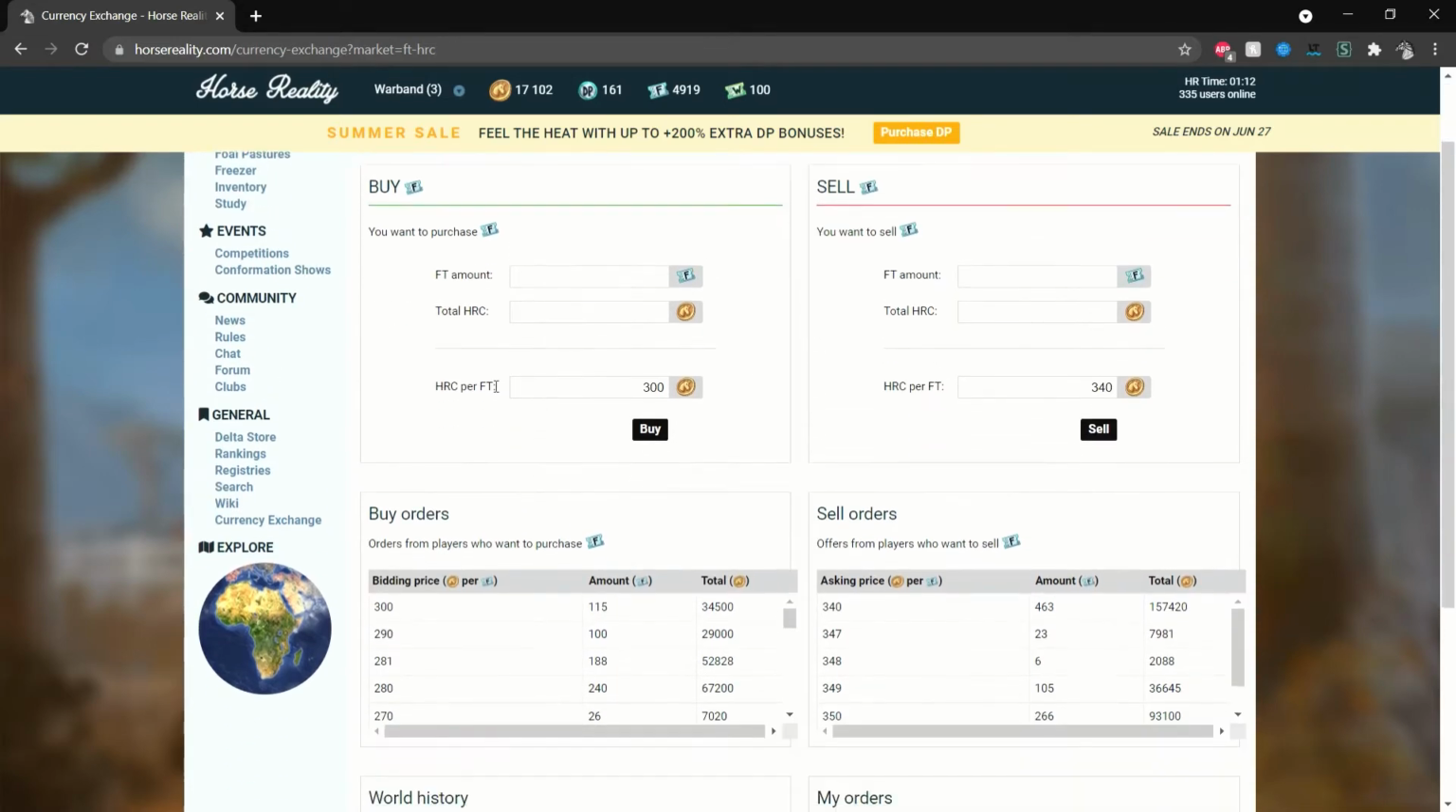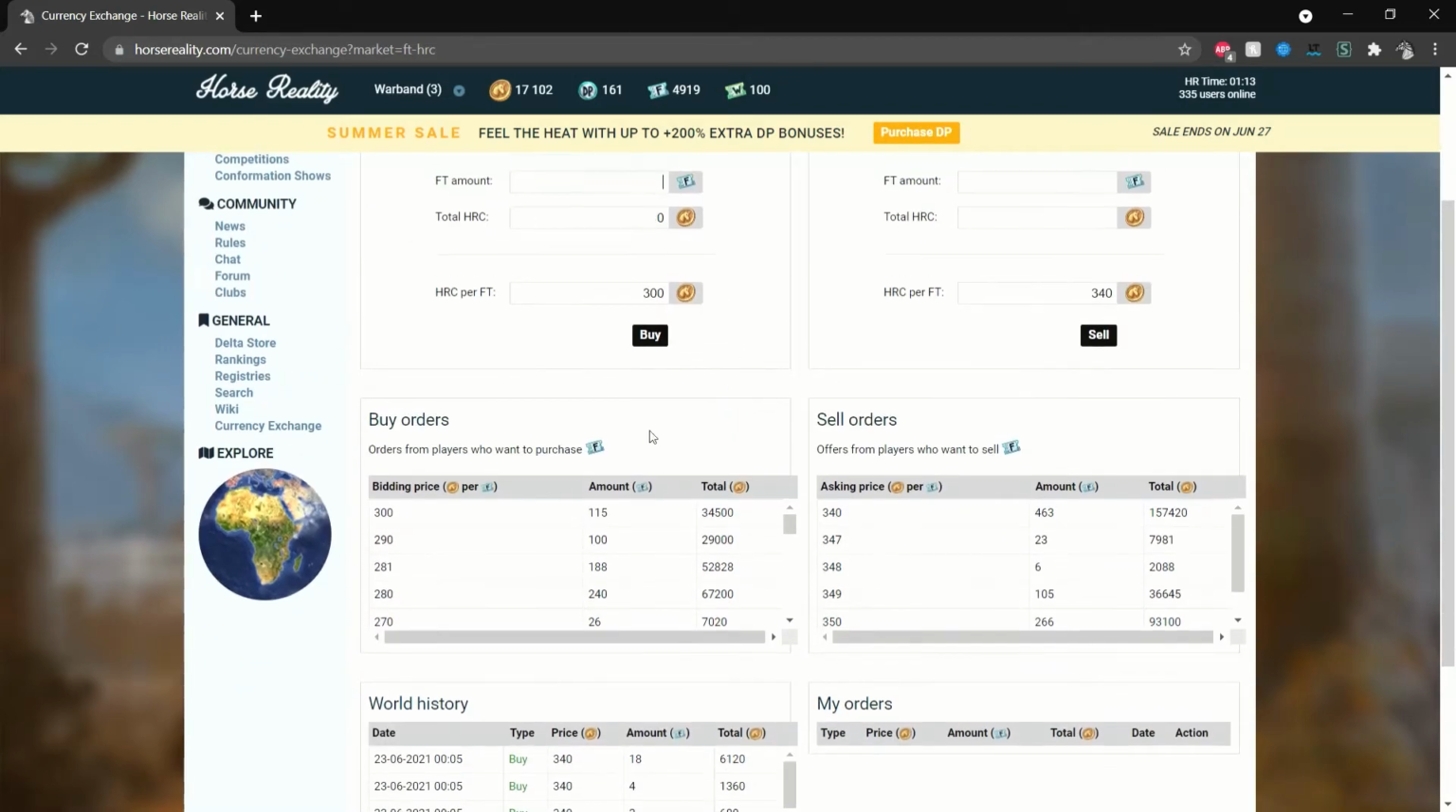So right here you have the buy section. The buy section allows you to put in an order for how much FT you want and how much you're willing to pay per FT. And it'll calculate you a total amount. So say I wanted to buy 100 DP at $300. That would be 30,000. But I'm not going to do that right now.